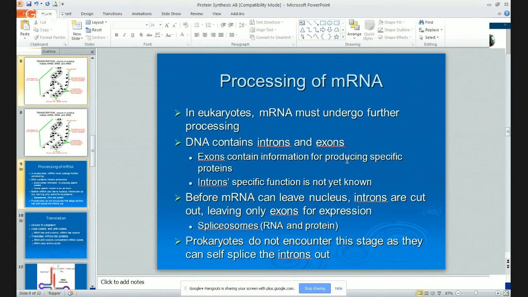They actually don't copy the introns as they're making the messenger RNA. They can self-splice, which almost seems weird because you would expect that out of a eukaryotic cell, perhaps, rather than a prokaryotic cell. But this is basically transcription in a nutshell.